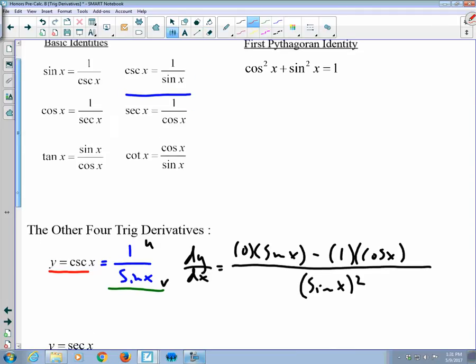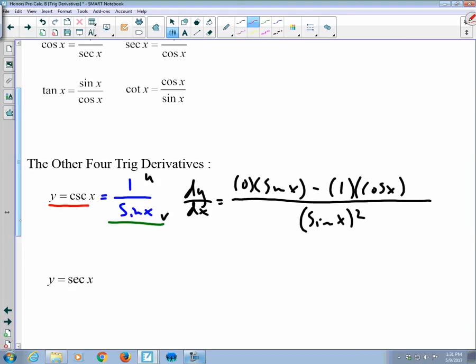So in simplifying this, we can see pretty quickly that we've got 0 times sine x giving us 0, and then minus 1 times cosine x giving us a negative cosine x in the numerator. So immediately, we've got dy/dx as negative cosine x over sine squared x. Now, in general, when we're simplifying trig expressions, we always want to think about a simplified trig expression as being as few trig functions as possible multiplied in the numerator.